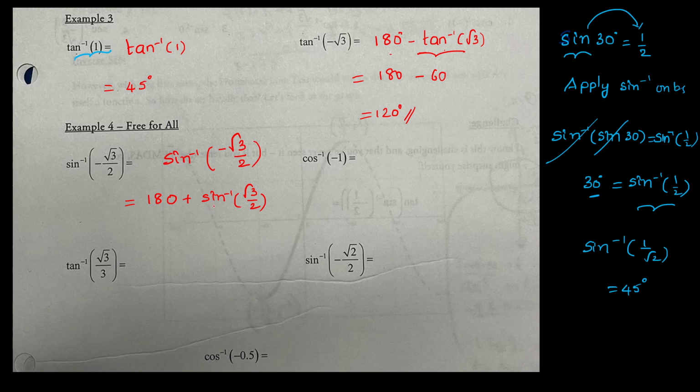Minus, by removing minus only we have put this value 180 plus. Now 180 plus sin inverse of root 3 by 2 is 60 degrees. So that will become 240. That means sin inverse of minus root 3 by 2 is 240. Now you can cross check with the help of a scientific calculator. Here I am checking the value.